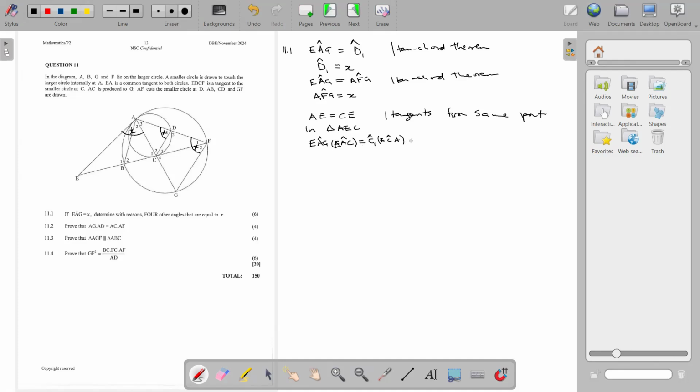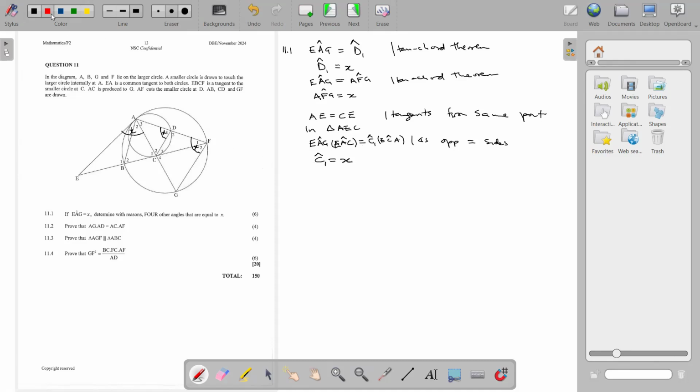The reason is angles opposite equal sides. These are angles opposite equal sides. So we can conclude that the angle C1 is equal to X.